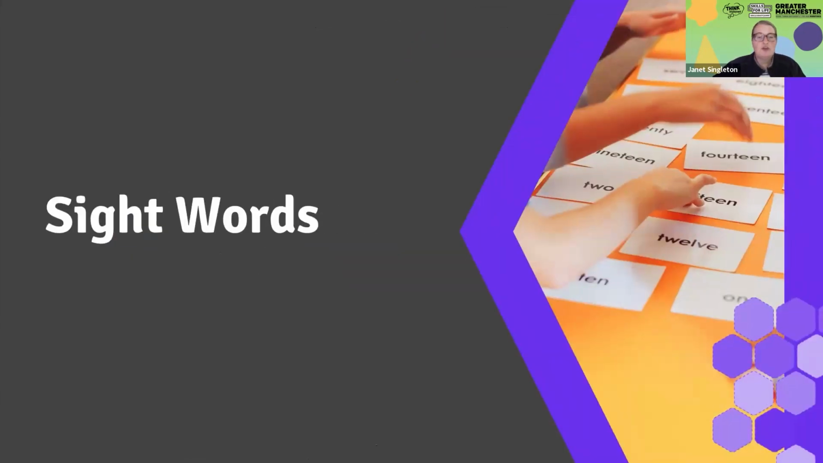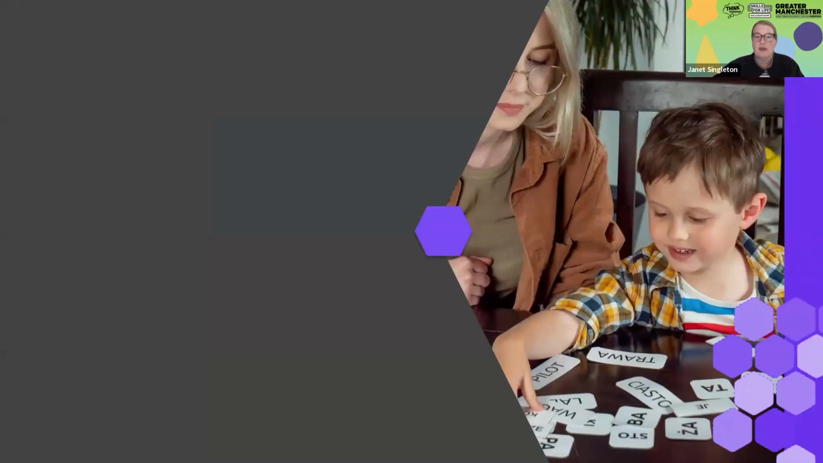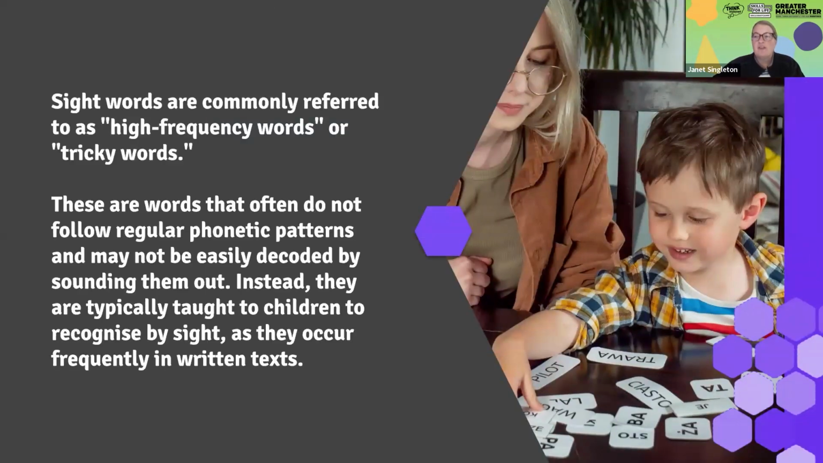So moving on to, she mentioned sight words in the video. Just a little bit more on that, picking up on what she said. As she said, sight words are those commonly referred to as high frequency words or tricky words, if you like. These are words that often don't follow the regular phonetic patterns and may not be easily decoded by sounding them out. Instead, these are words that are typically taught to children to recognise by sight, as they occur frequently in written texts.